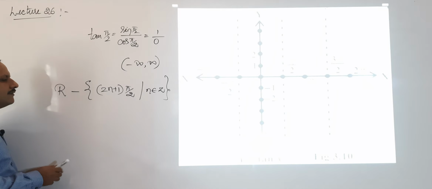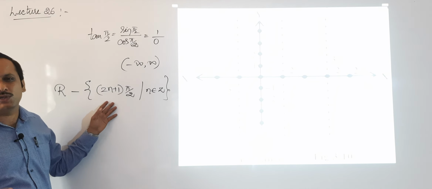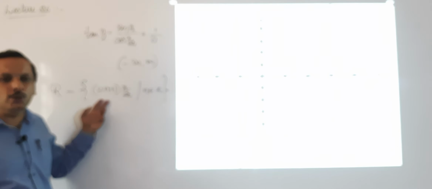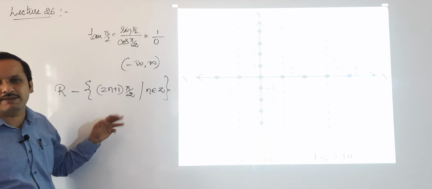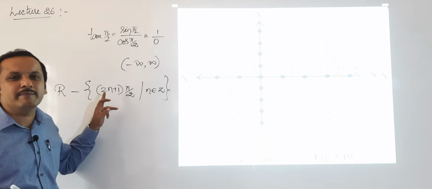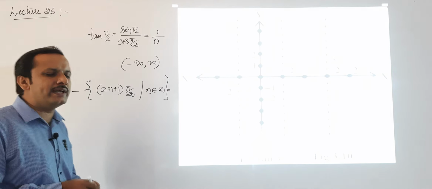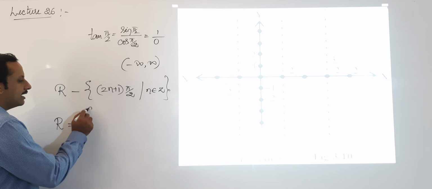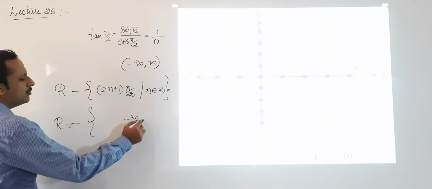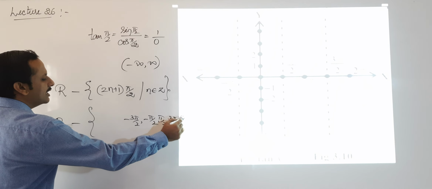Then if I put n as 1, I am getting 2 plus 1, 3 pi by 2. So at 3 pi by 2 also, tan x is not defined. So I am removing 3 pi by 2 also. Put n equal to 2, I am getting 5 pi by 2. Put n equal to 3, I am getting 7 pi by 2. Put n equal to 4, 9 pi by 2. Put n equal to minus 1, I am getting minus 2 plus 1, that is minus pi by 2. So from the set of all real numbers, I am removing minus pi by 2 also. So I can rewrite it in this way: R minus minus 3 pi by 2, minus pi by 2, pi by 2, 3 pi by 2, 5 pi by 2, etc.